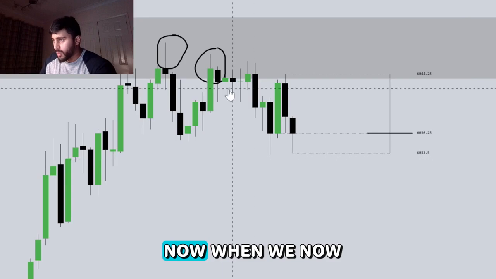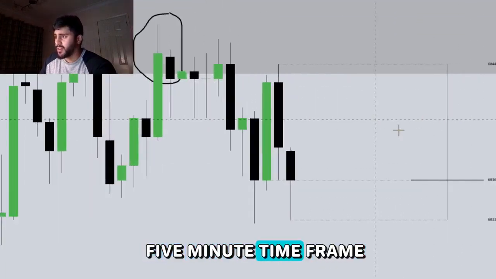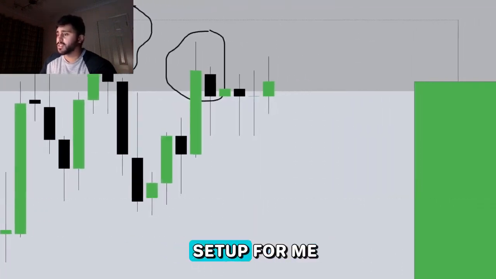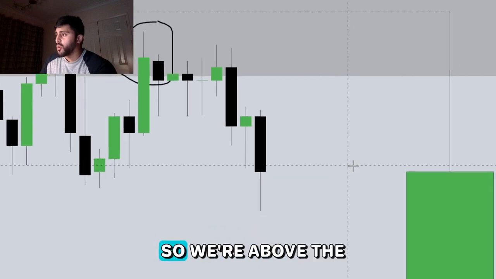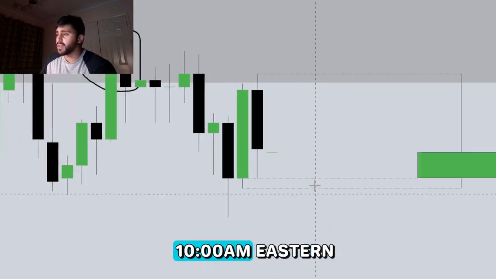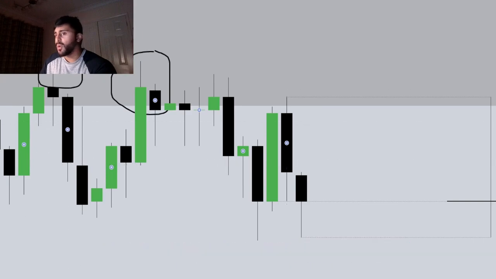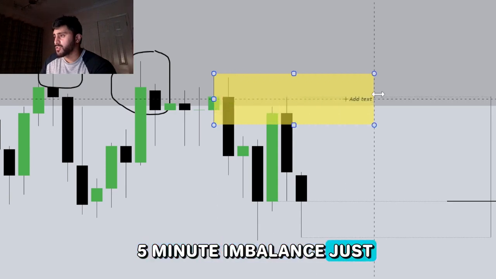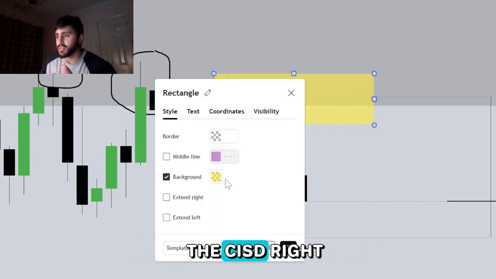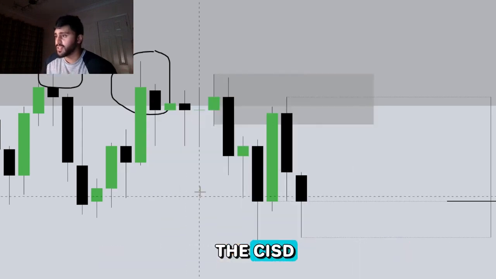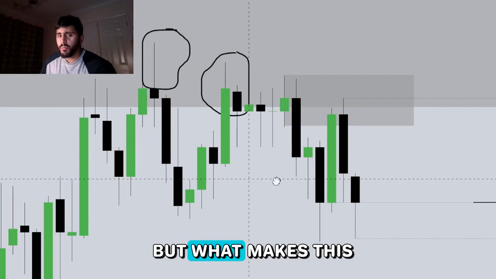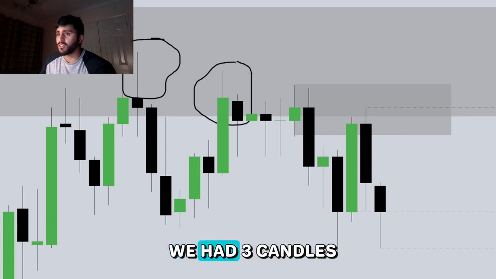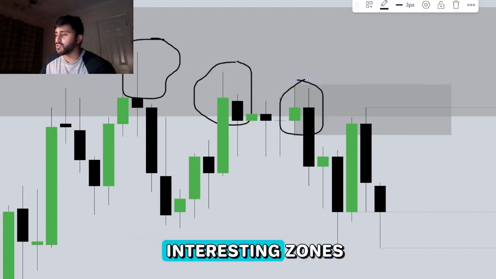Now, when we look here on the 5-minute time frame and we confirm our CISD, or change in state of delivery, this is a golden setup for me. This is a setup I like to use a lot. So we're above the 10 a.m. Eastern, way above the 10 a.m. Eastern. But what we had over here is really interesting. We had a 5-minute imbalance. I want traders to understand and see this. This is what confirms the CISD. This is the most important thing that confirms the CISD. We had a small imbalance over here, but what makes this zone valid is this candle and this candle, also this candle as well. We had 3 candles which were our overall interesting zones.